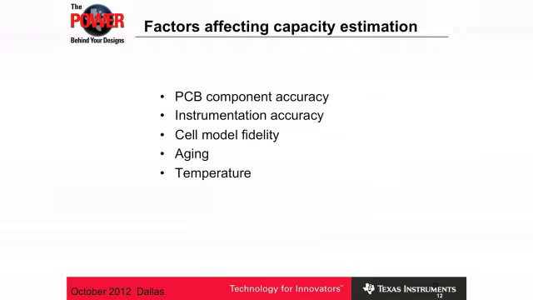It's also difficult to do this because you've got all kinds of sources of error. PCB component problems, instrumentation accuracy. Is your model accurate? What about aging? Do you know what these cells are going to be like 5 years out? And all of this chemistry, the impedance especially, is really, really unstable with respect to temperature.